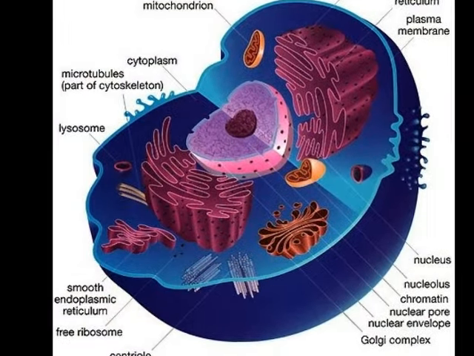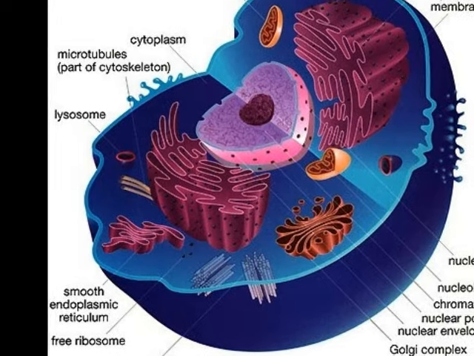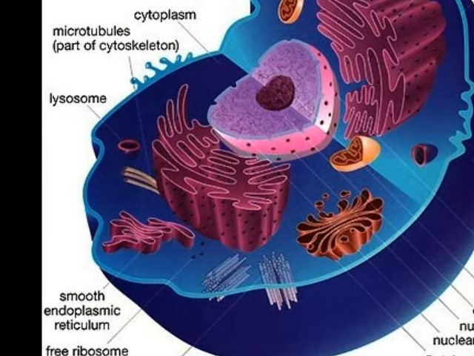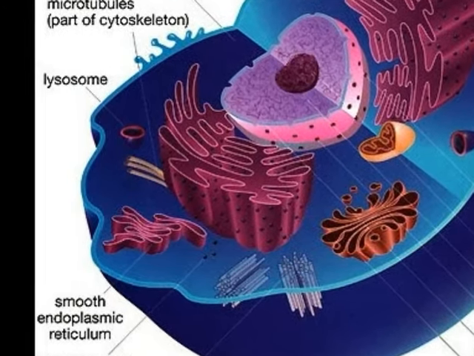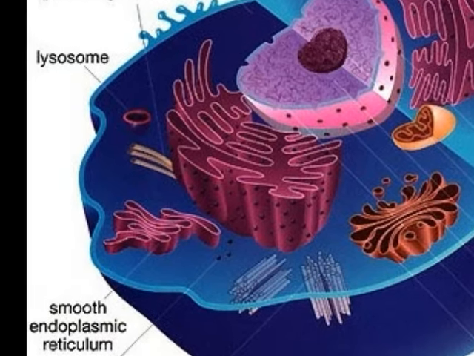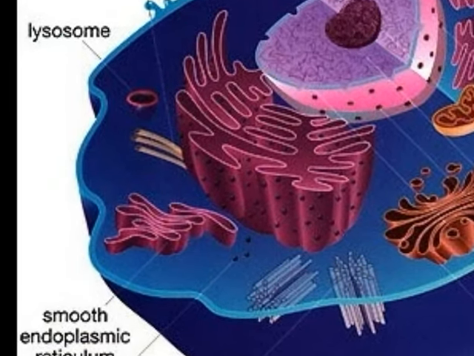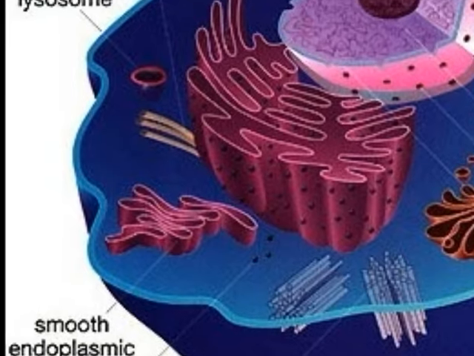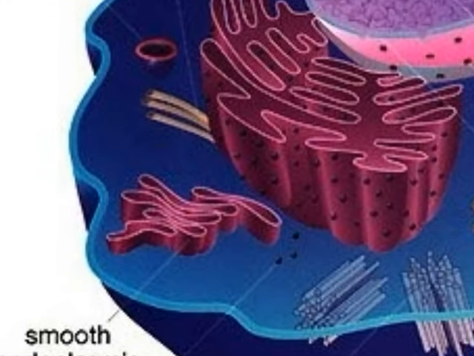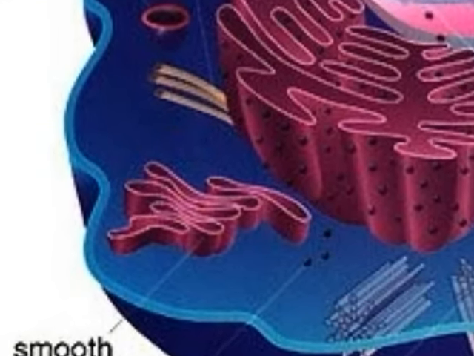Now, if you look to the side, you'll see a smooth ER, similar to the rough ER, but different because it lacks attached ribosomes. This structure synthesizes lipids into phospholipids and steroids. It also detoxifies drugs and poisons and stores calcium ions.